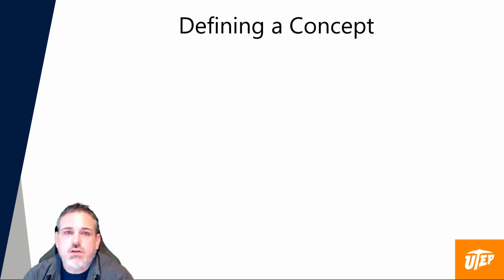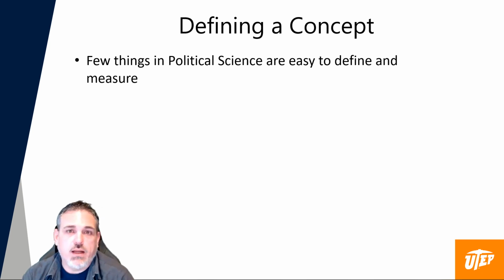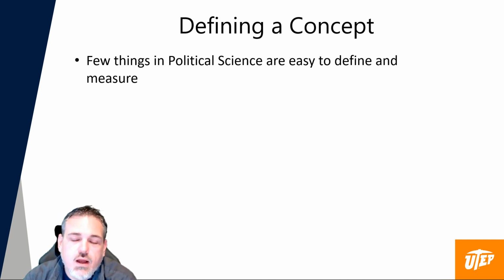So the first thing we're going to talk about is defining a concept. We need to really understand that there are very few things in political science that are very simple to define. Many of the concepts we deal with in political science are multidimensional, are complicated, and as theoretical creations are sometimes difficult to get a grasp on. So we follow a very systematic fashion by which to define concepts and also operationalize concepts.